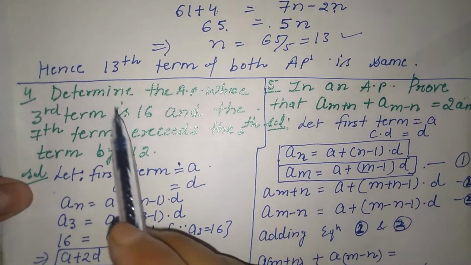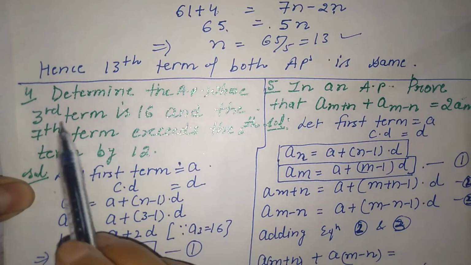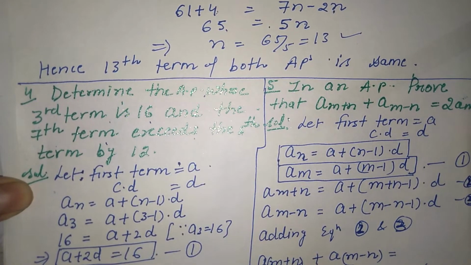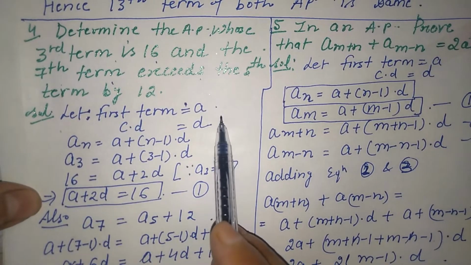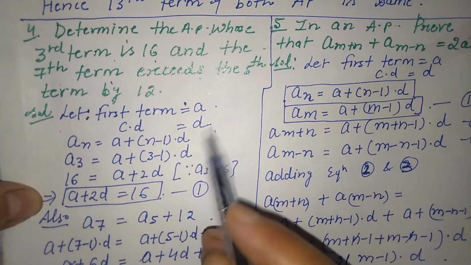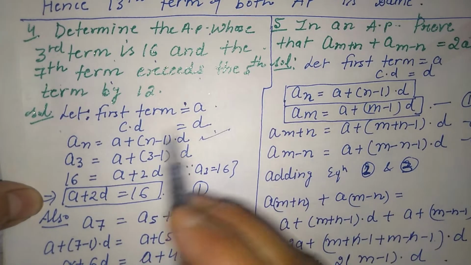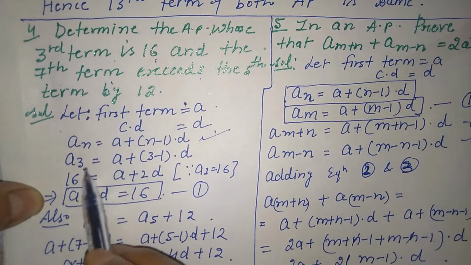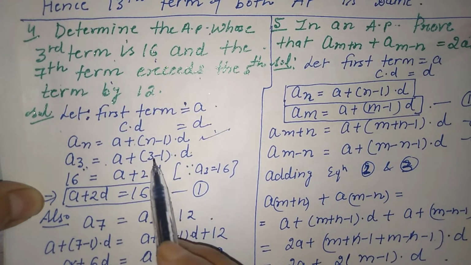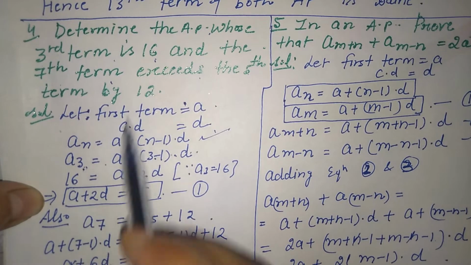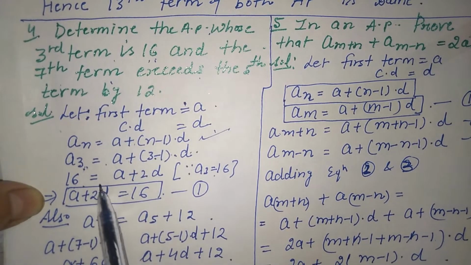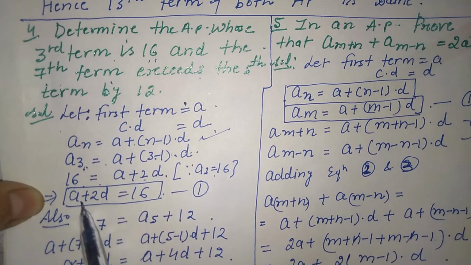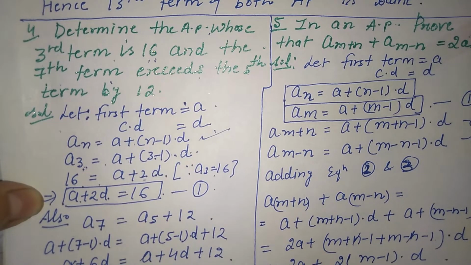Now the next question. Determine the AP whose third term is 16 and the 7th term exceeds the 5th term by 12. So let the first term be a and the common difference d. Same formula, an is equal to a plus n minus 1 into d. It is given the third term is 16. Third term a3 is equal to a plus 3 minus 1 into d. a3 is given as 16, is equal to a plus 3 minus 1 into d, this is 2d. So a plus 2d is equal to 16. This is the first equation.